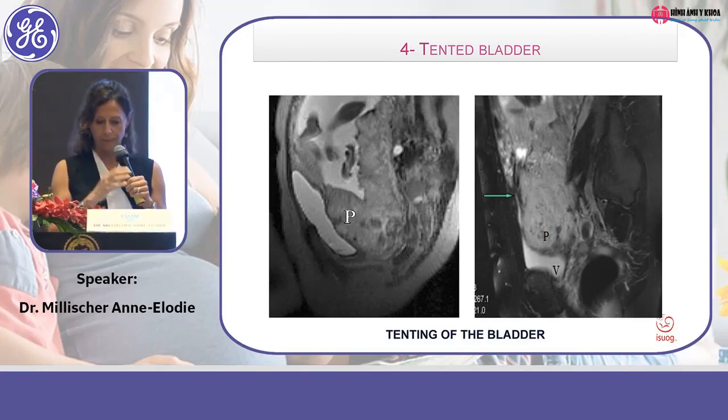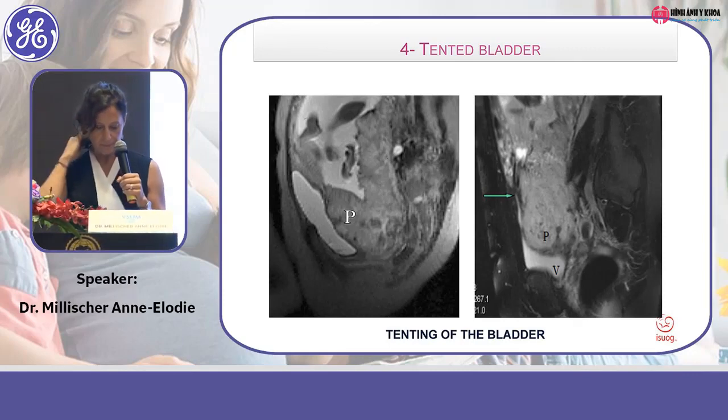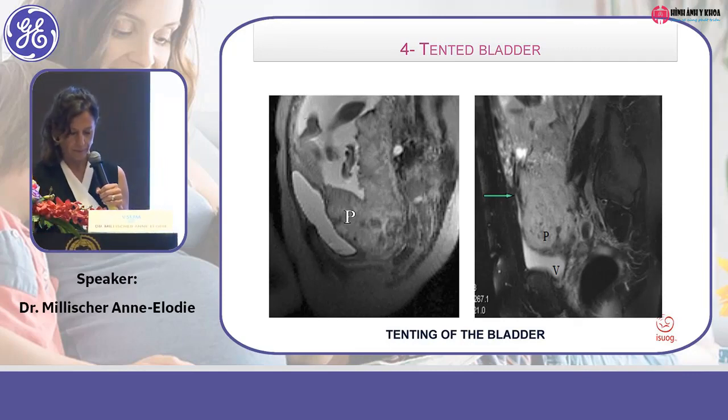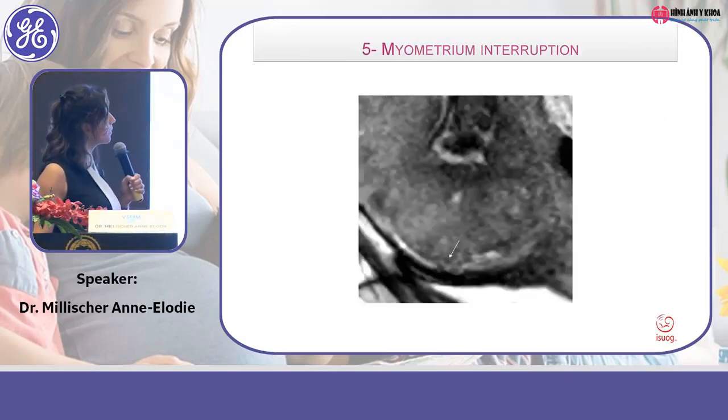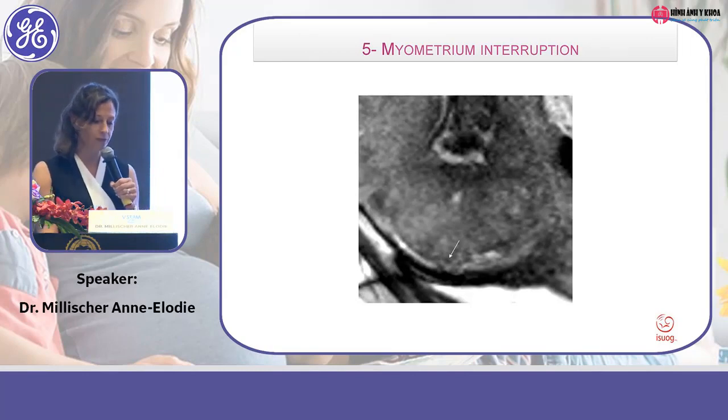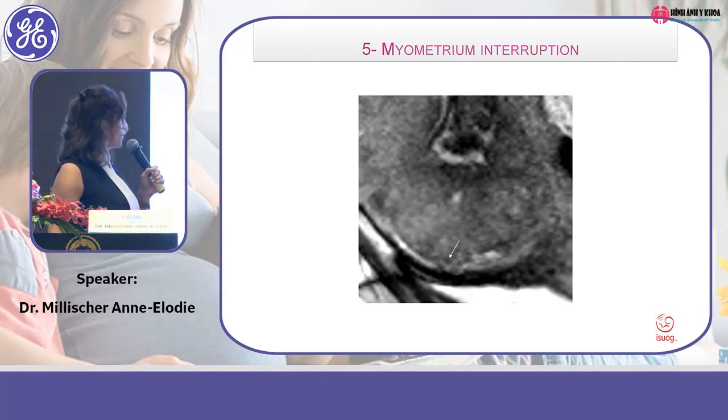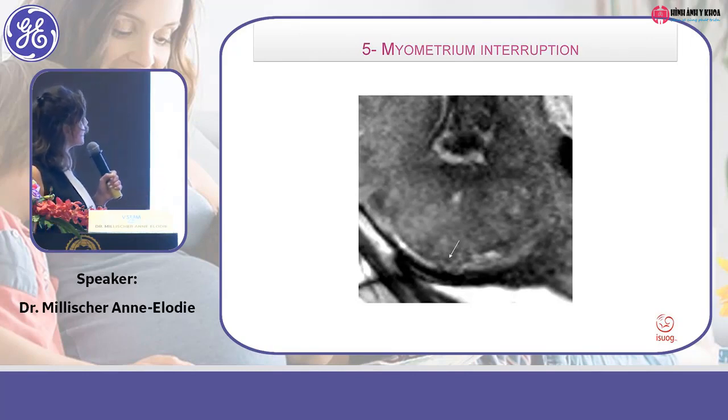Và mình sẽ thấy được một cái dấu hiệu lều bàng quang, đó là do cái nhau nó bám vào cái thành bàng quang và nó tạo hình giống hình cái lều. And the last point, which is not so easy to see, is the presence of exophytic placenta inside the myometrium with an interruption of the myometrium.